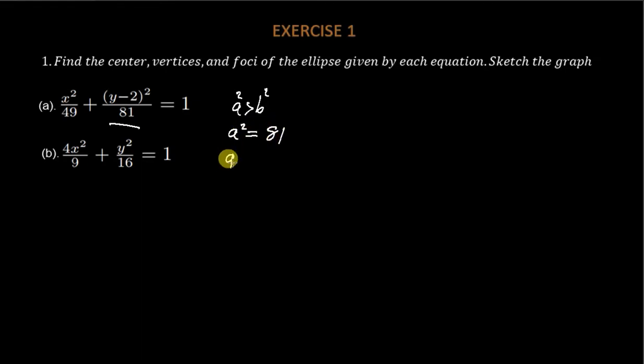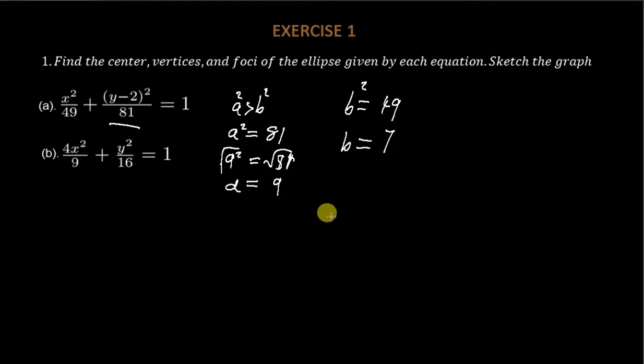When you find the square root of both sides, you have A on this side and the square root of 81 on this side, so the value of A is 9. The other number which remains becomes your B squared. You find B by taking the square root of both sides: the square root of B squared is B, and the square root of 49 is 7. So we have found our A and our B.